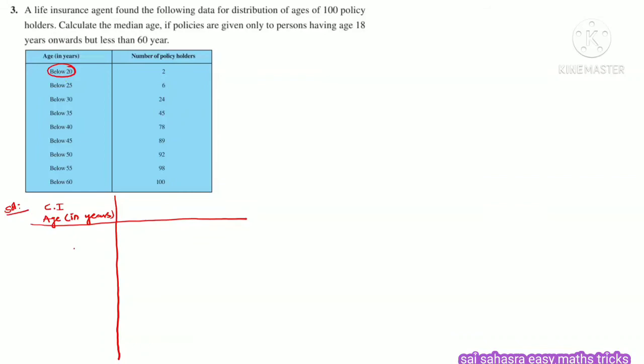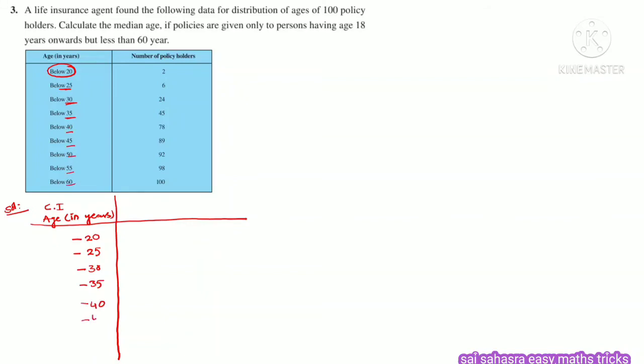So below 20: its maximum limit, the upper limit, is 20. Below 25: in this class, the upper limit, the maximum limit, is 25. Below 30: in this class, 30 will be the upper limit. Below 35 means 35 is the maximum, the upper limit. Next is 40, like that only: 40, 45, 50, 55, 60.